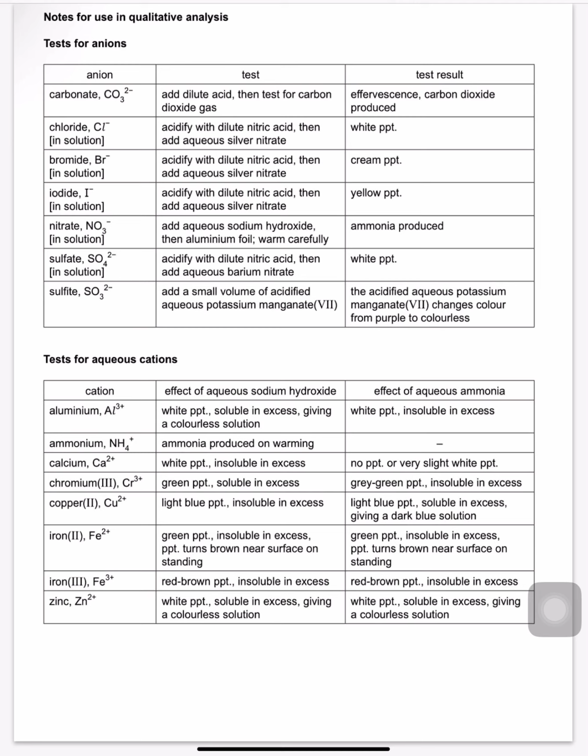This video is related to salt analysis. You may say the ion detection tests, which we have to perform in all three papers.